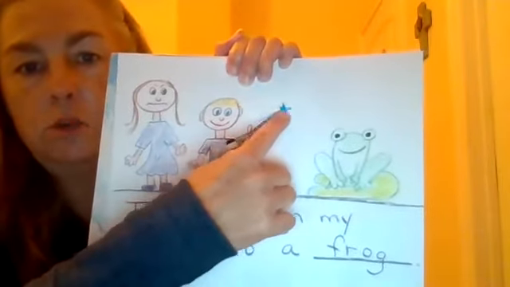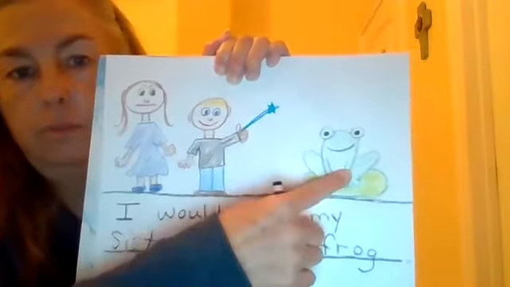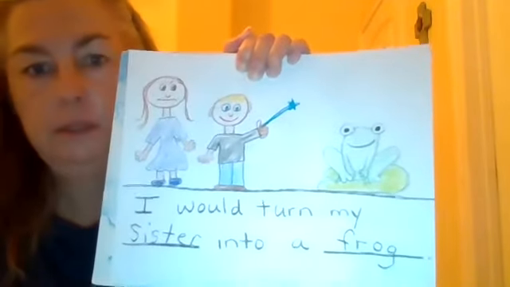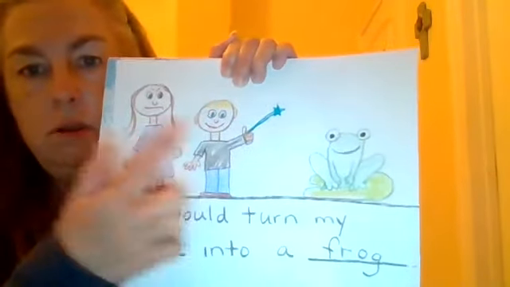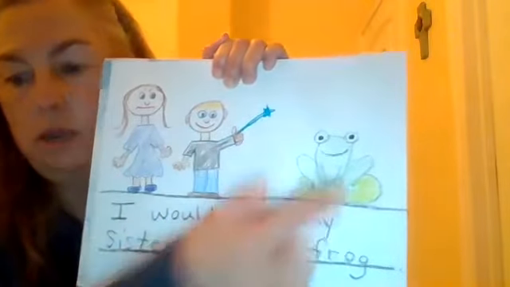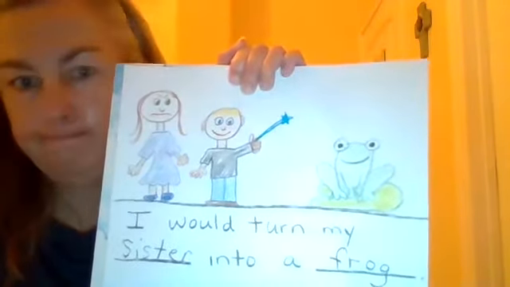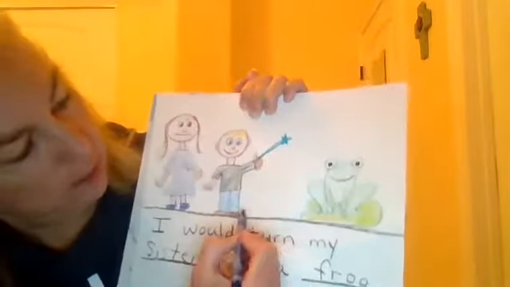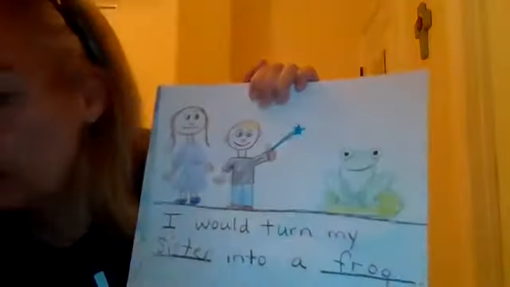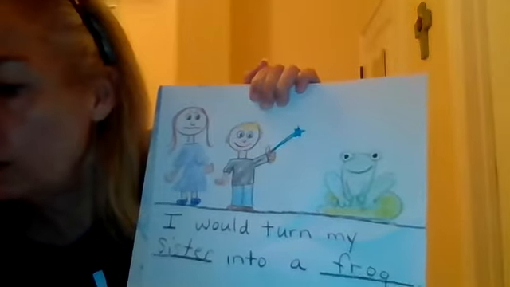There's his magic wand. His has a star on it. Boop, he turned her into a frog. Let's see how many details. I have 1, 2, 3. I need some more. Maybe the frog is in some water. I need a blue crayon for that.